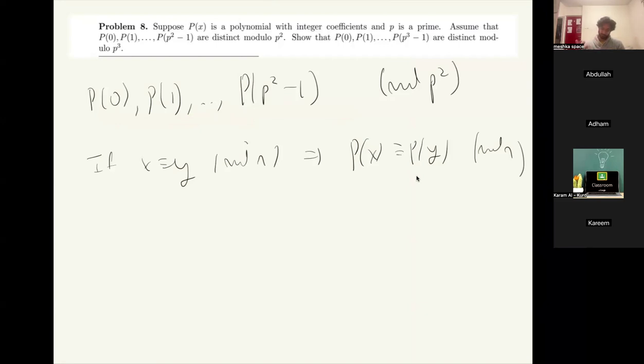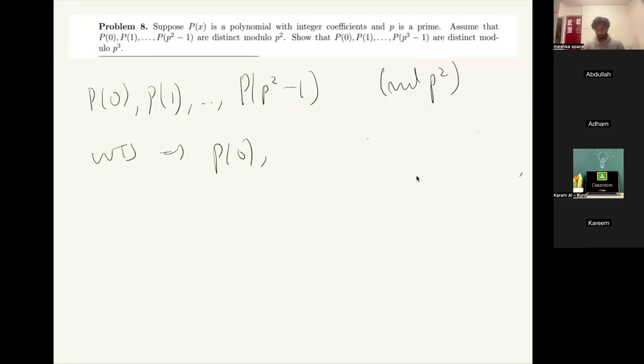And the problem is, if it's true for P squared, you want to show it's also true for mod P cubed. So you want to show that if all these P squared values are different mod P squared, then the P cubed values are all different mod P cubed. Any ideas where we can start?